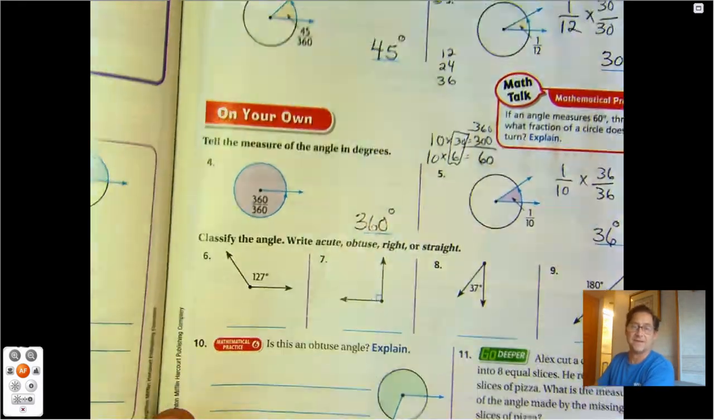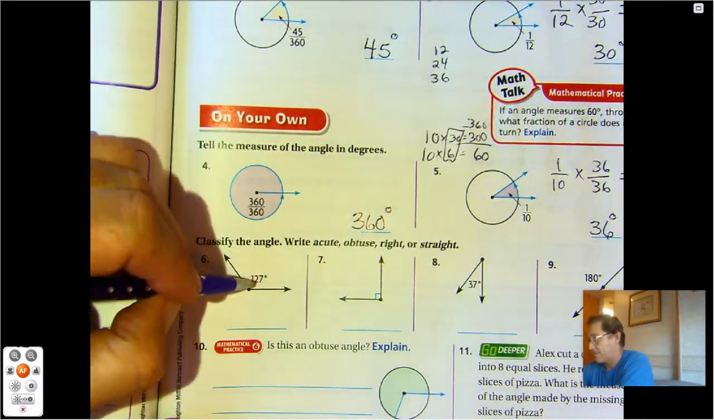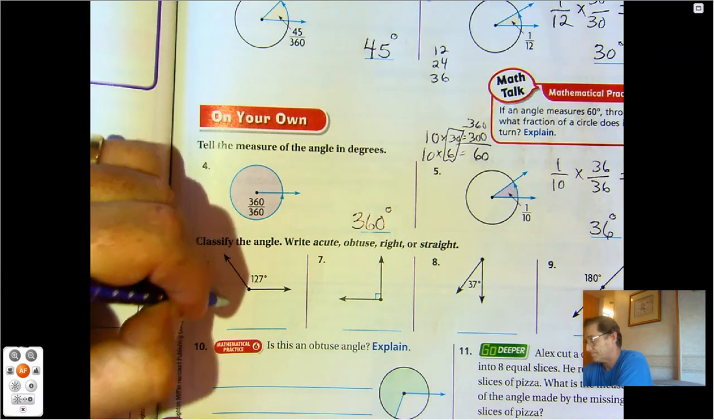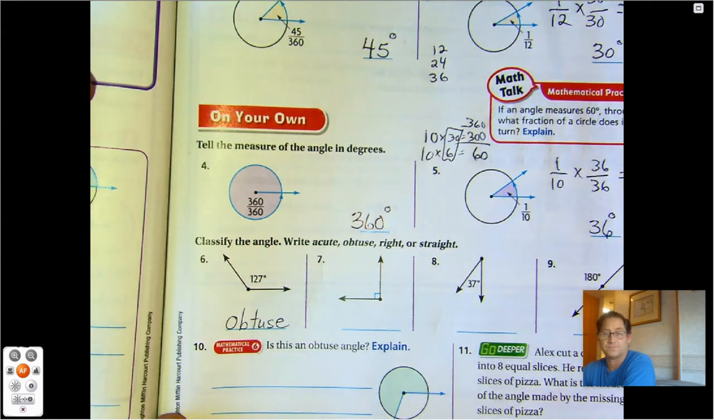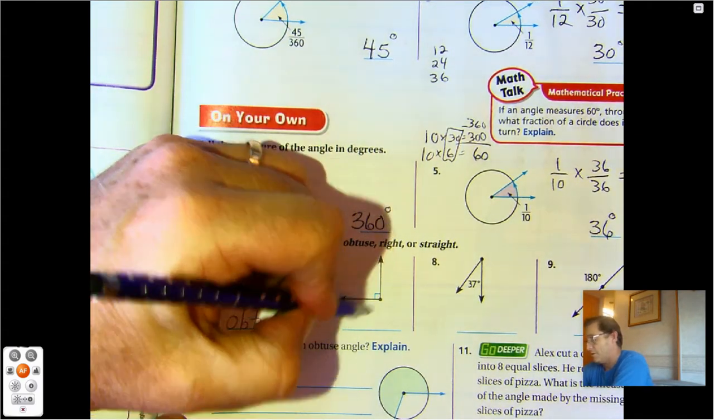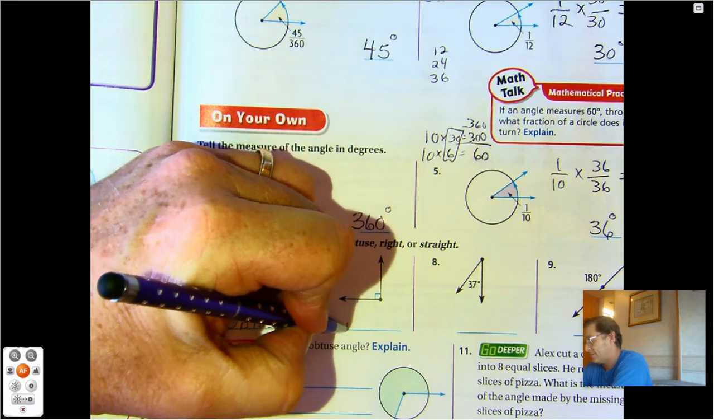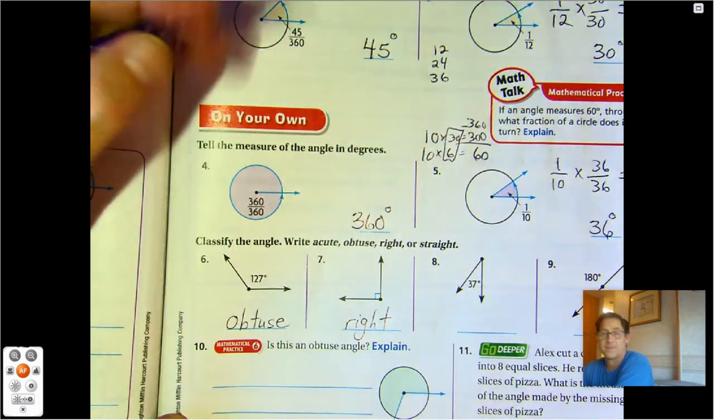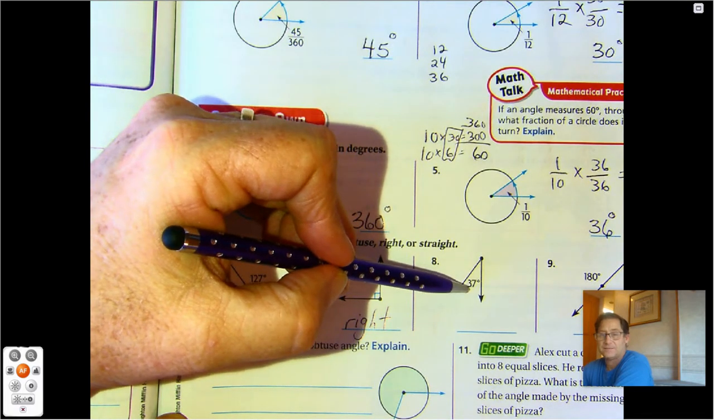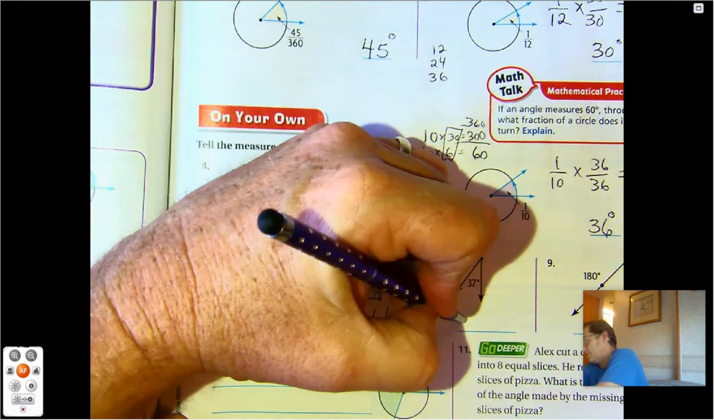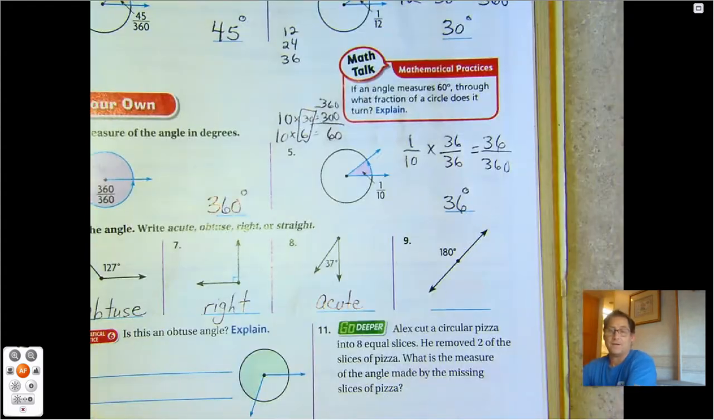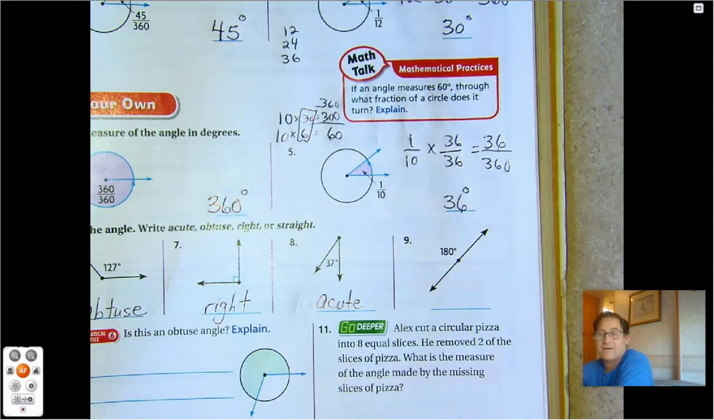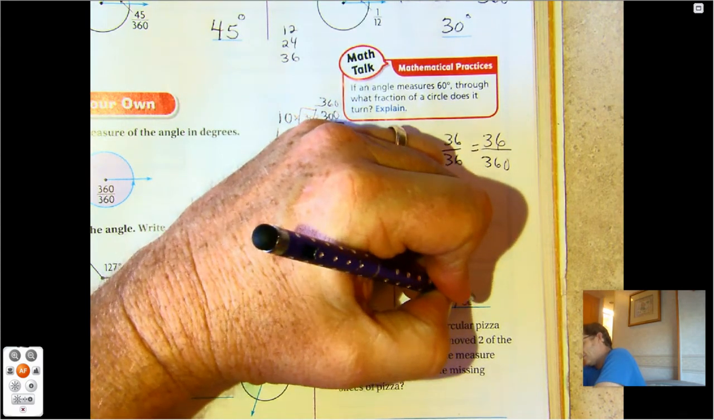Number 6, classify the angle. All right, this is greater than 90, right? So that is obtuse. This is exactly a 1/4 turn or 90 degrees, so it's a right angle. This is less than 90 degrees, but greater than 0, so that's an acute angle. All right, and this one makes a half turn around the circle, and it is a straight angle.